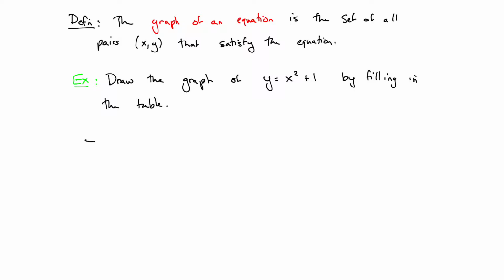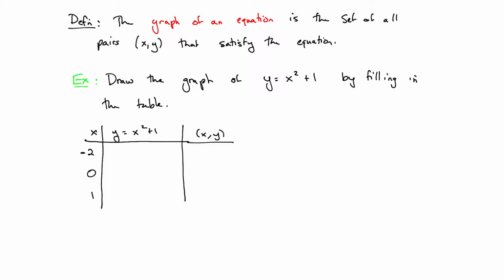Alright, so the table, we're going to start right here, and it's going to give you an x value, and then it's going to give you a y value, which is x squared plus 1. Our y value is x squared plus 1, and that gives us our ordered pair, x comma y. In particular, I'm going to choose the points -2, 0, and 1. Now we should probably plot more points than this, but this will be sufficient for our needs.